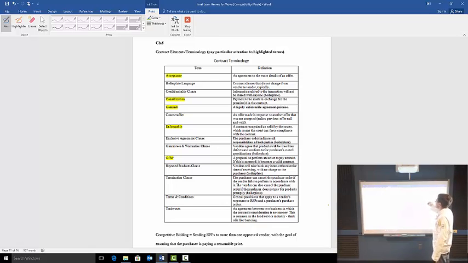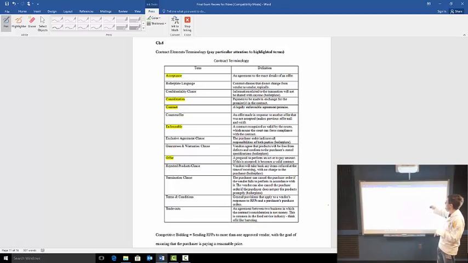Acceptance is an agreement to the exact details of an offer. If you deviate even slightly, that's not acceptance. What that becomes is a counteroffer. Okay? It has to be to the exact, down-to-the-penny details of the contract. Consideration refers to the payment to be made in exchange for the promises in the contract. So consideration is usually monetary.